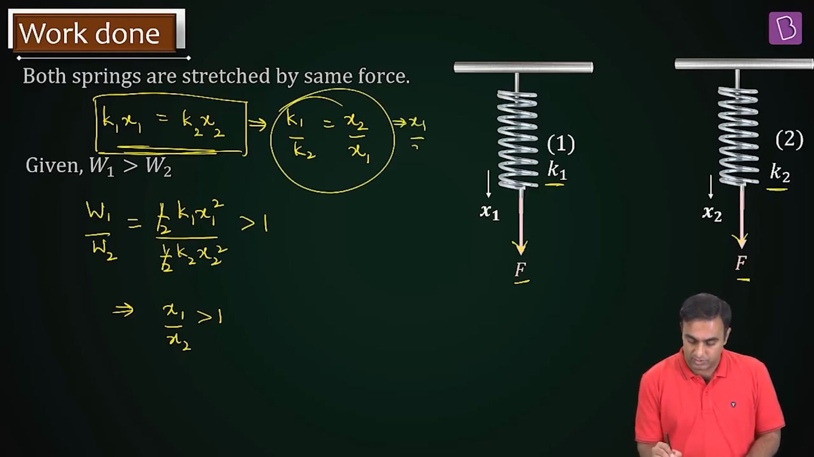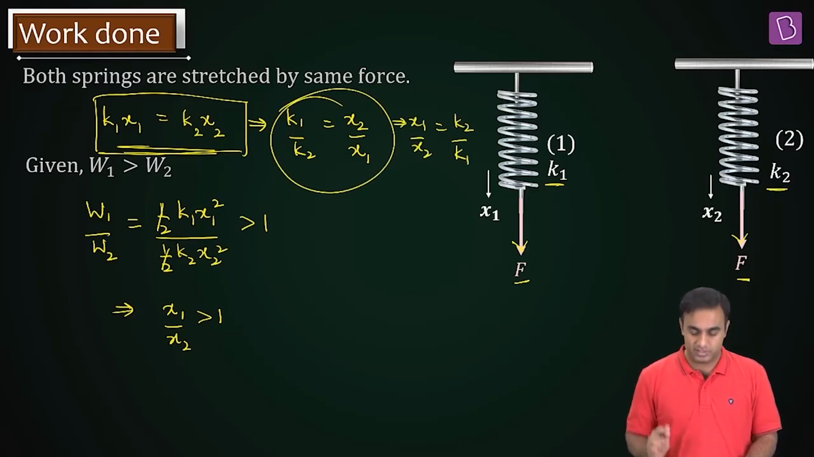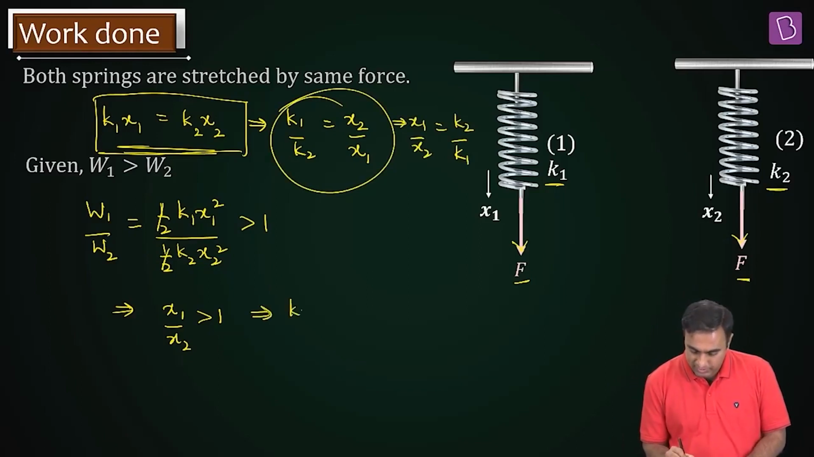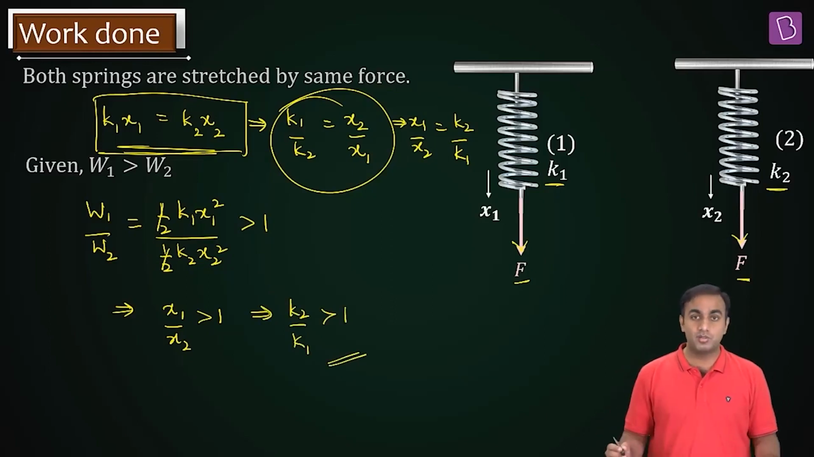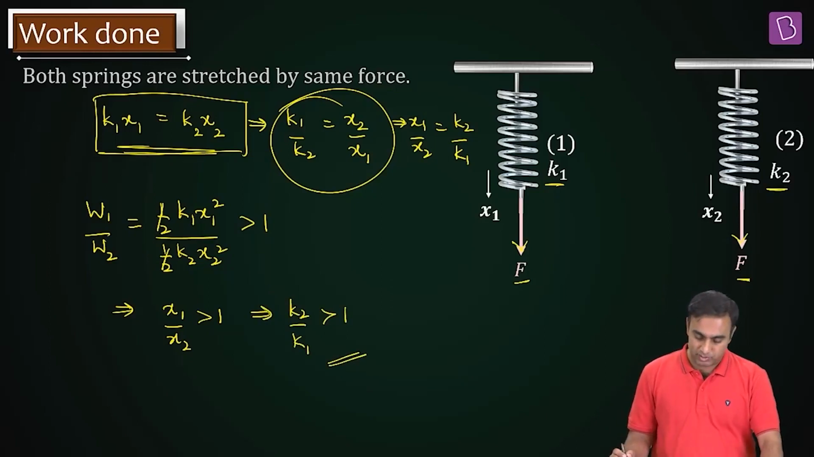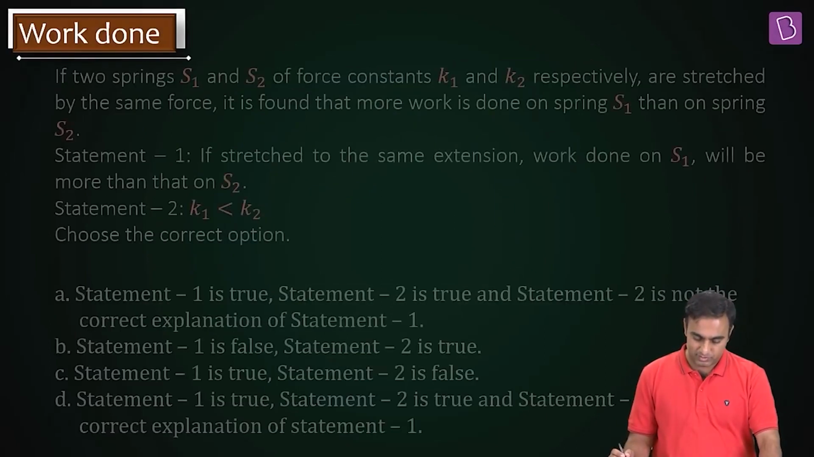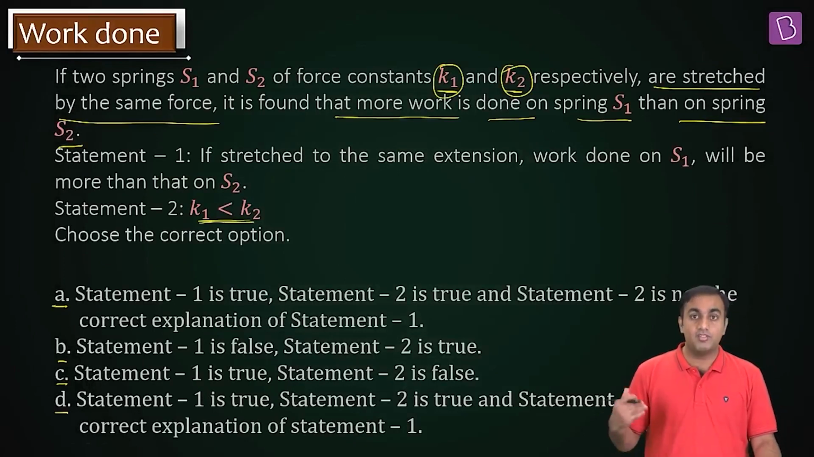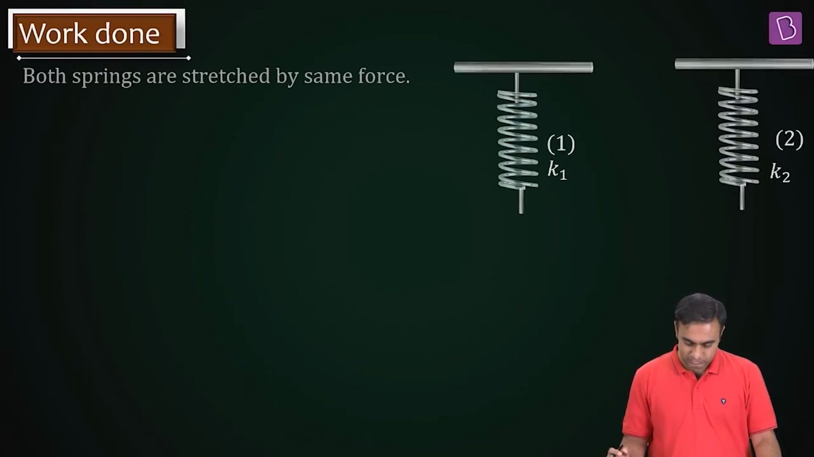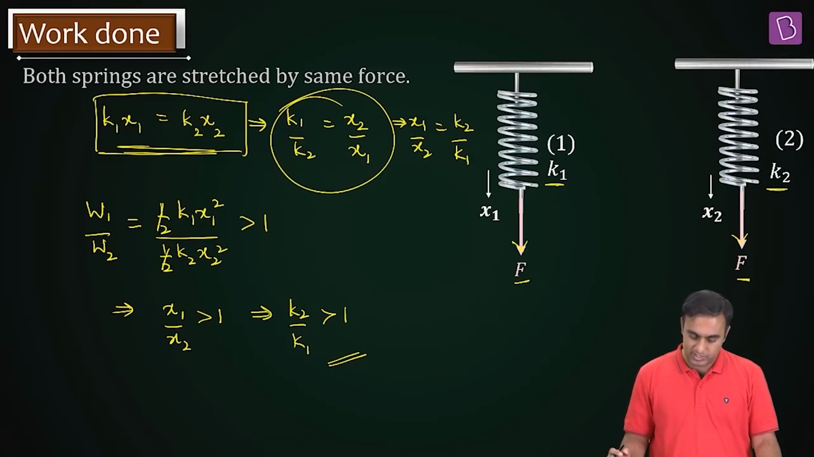We have x1 by x2 equals K2 by K1, correct? In that case, K2 by K1 is greater than 1 as well. Now look at statement number 2. What did statement number 2 say? K2 is greater than K1. What did we get? K2 is greater than K1. So statement number 2 is correct.